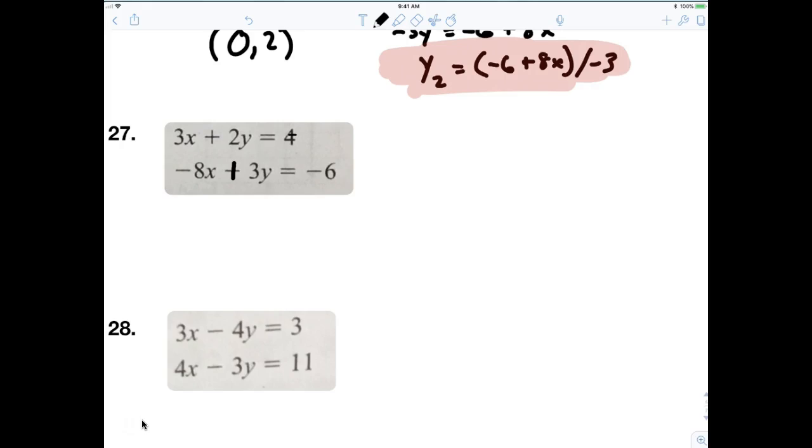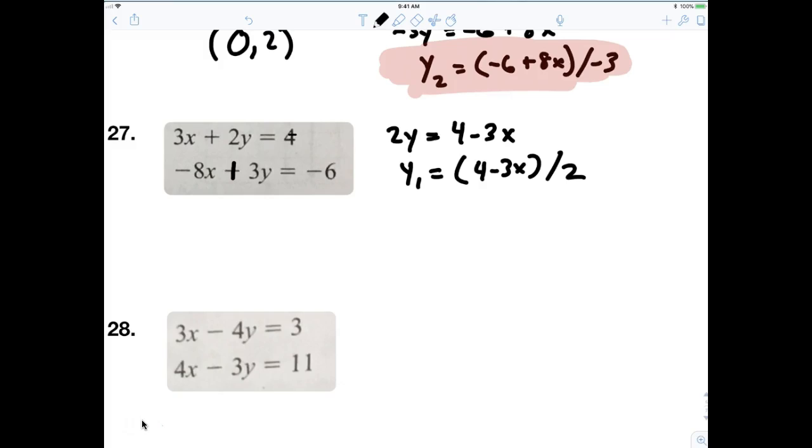All right, so here we go. Solving, I'm sorry, it would be 2y equals 4 minus 3x, agreed? And so y1 would be (4 minus 3x) divided by 2. Is everybody agreeing with that?